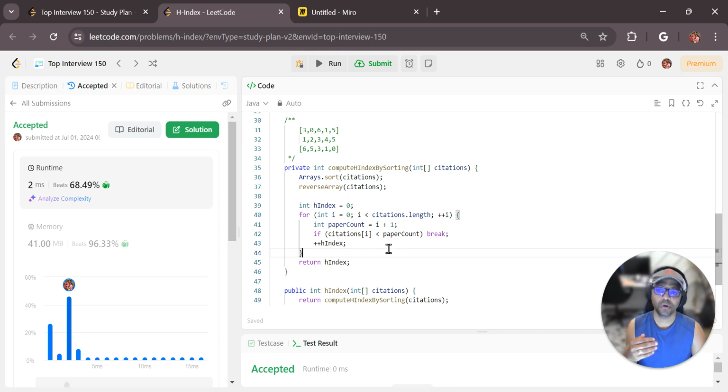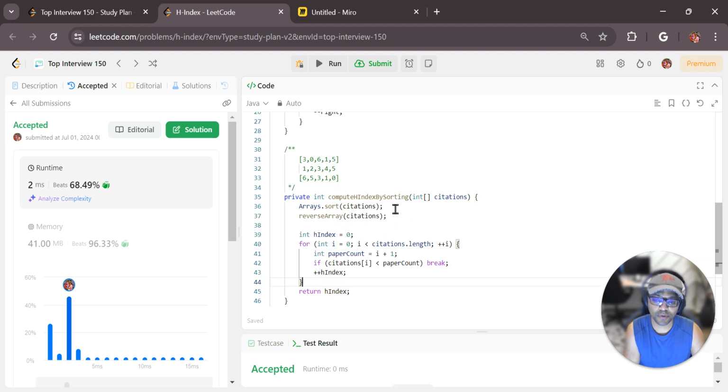And the reason is because it's sorted, right? We have these citation counts decreasing, we have the paper count increasing. So we can do the binary search and go to the middle, see whether that's where the citation count has actually crossed the paper count or not. And if not, then we go on one side. And if yes, then we go on the other side, right?